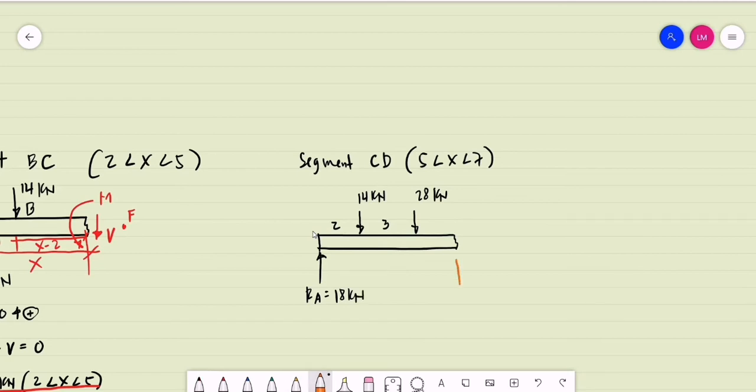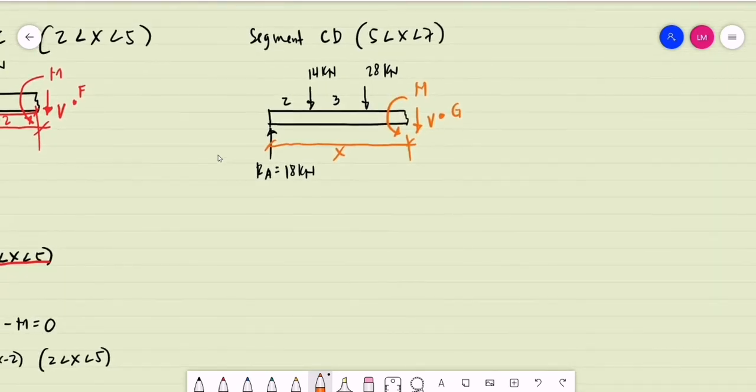Okay, so for our last segment, this is segment CD, for the interval 5 is less than x is less than 7 meters. So we assume that the cut section will be at a distance of x. Then the direction of the shear for this point will be downward, and we have a counterclockwise moment. Then we assume this point to be, this time, point G.